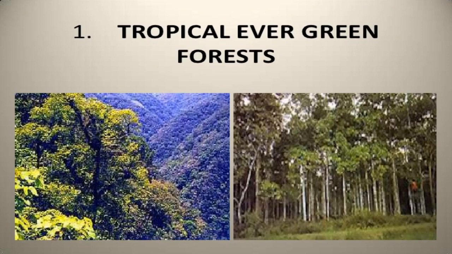Our very first type of forest which we are going to discuss is called tropical evergreen forest. Guys, tropical evergreen forests are in regions near the equator or the tropics. Do you know what the equator is? The equator is an imaginary line which divides the Earth, or the globe, into two parts.